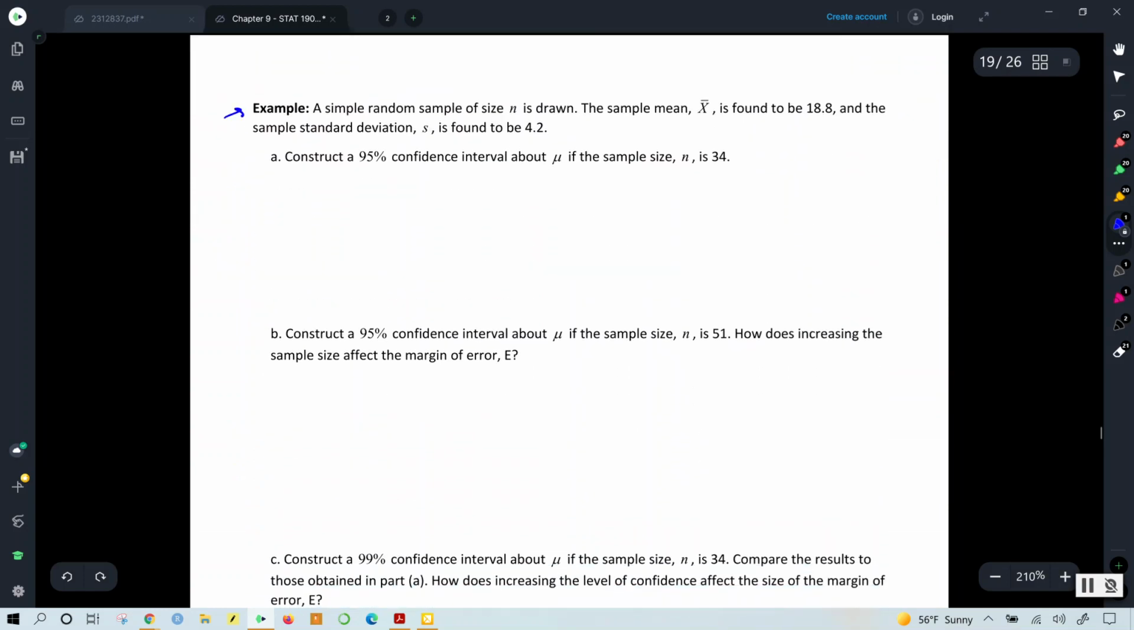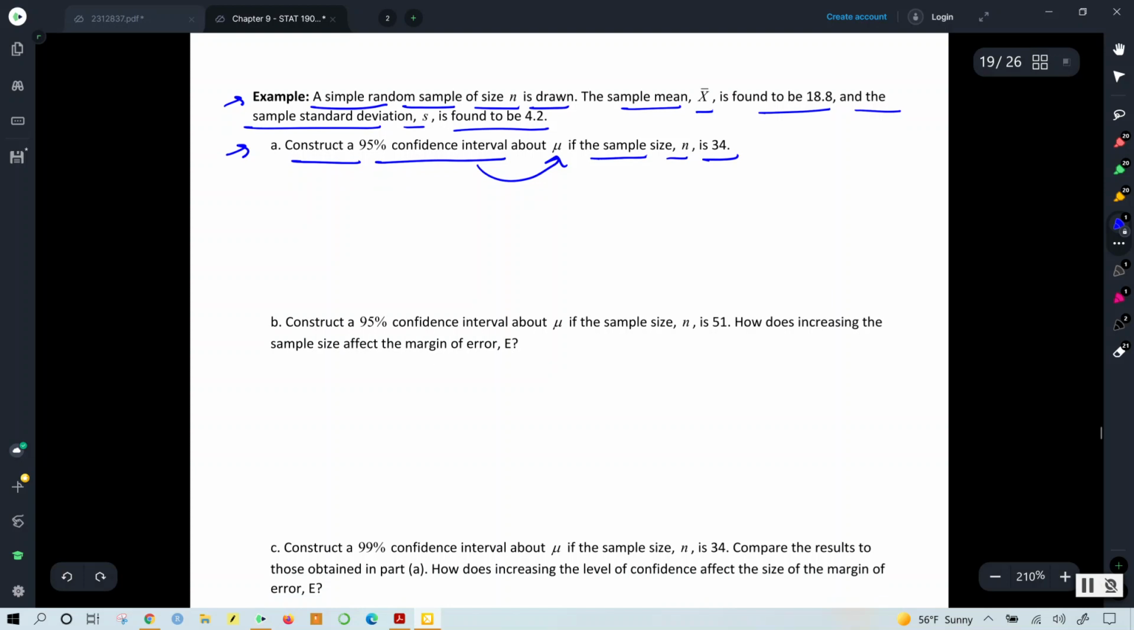In this example, we're told that a simple random sample of size n is drawn. The sample mean x bar is found to be 18.8, and the sample standard deviation s is found to be 4.2. A. Construct a 95% confidence interval for the population mean if the sample size n is 34.